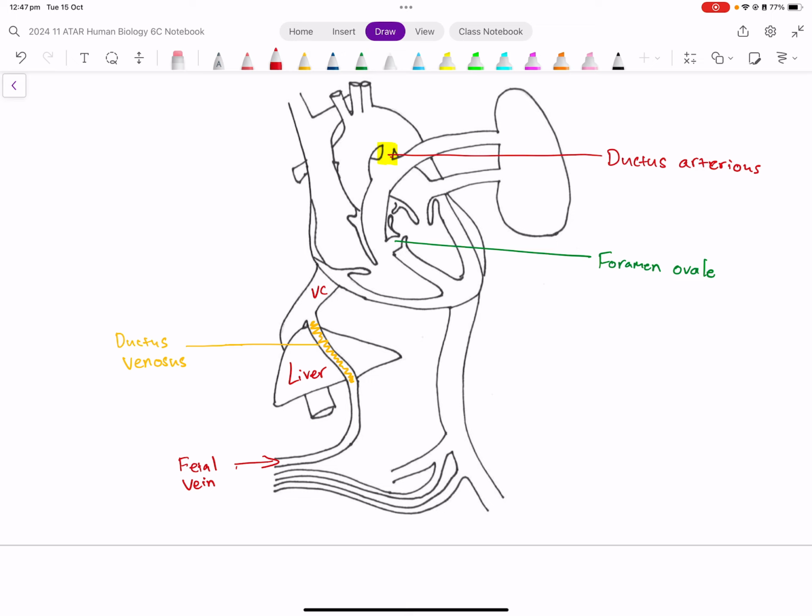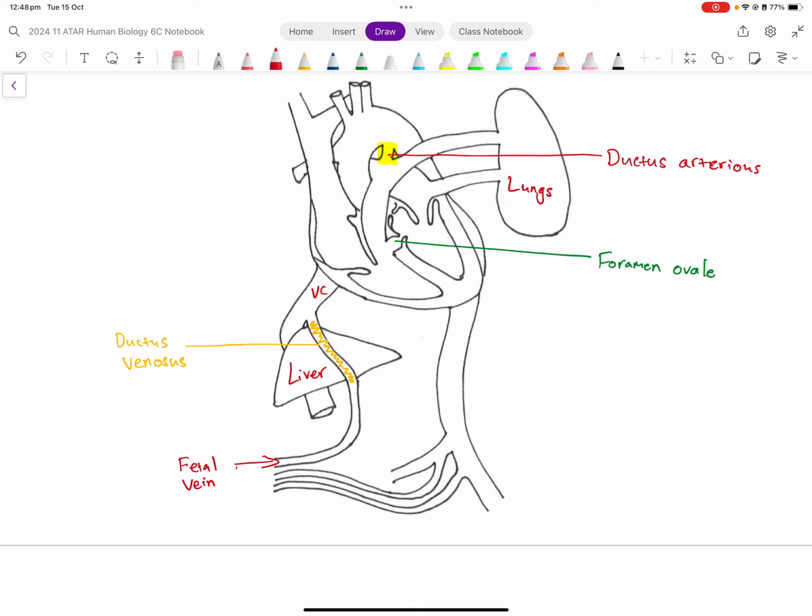Now, the key thing that we need to understand is what happens to each of these structures at birth. At birth, due to the build-up of pressure in the left atria, blood no longer passes through the foramen ovale and it closes. Secondly, the ductus arteriosus is no longer needed as blood can freely flow into the lungs, and as a consequence of this, the ductus arteriosus also closes and gradually fades away.